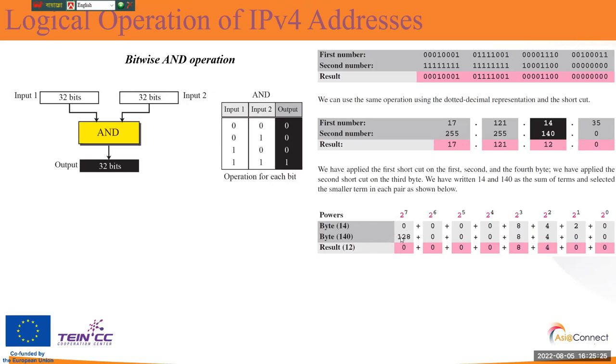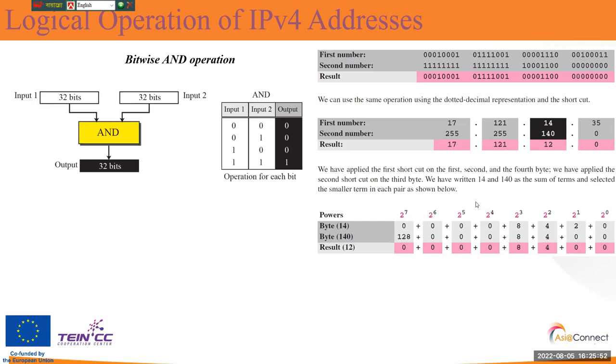And then we need to do the AND operation. So 14 has 8, 4, 2 and 140 has 128, 8, 4. In this way, 8 and 4 will be common. In that case, the result will be 17.121.12.0. So this will be the network address. We will learn the details about finding the network address from an IP address and subnet mask, but we need to know this AND operation. Is it clear or not?